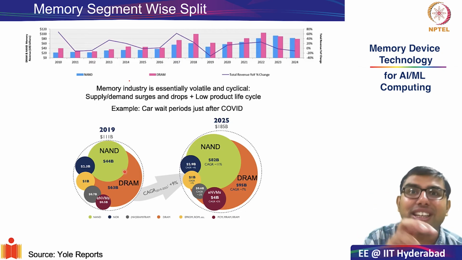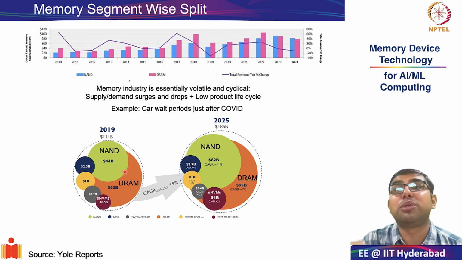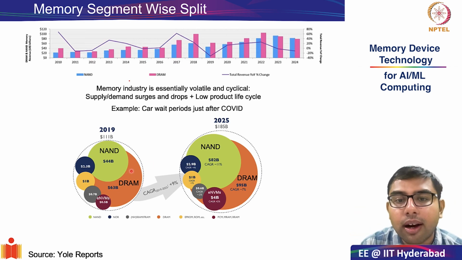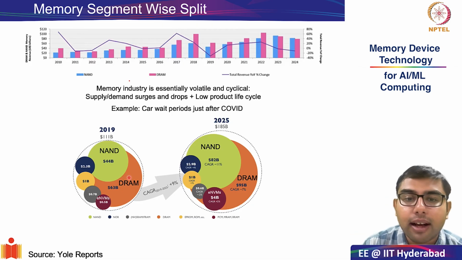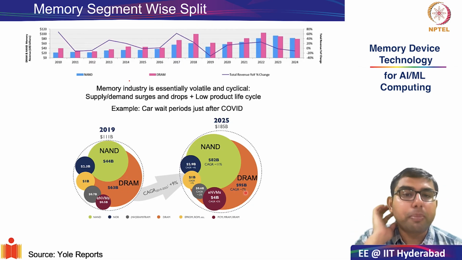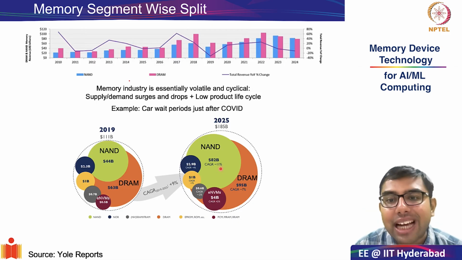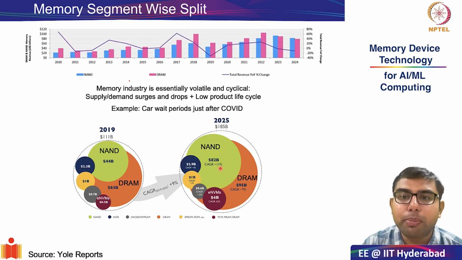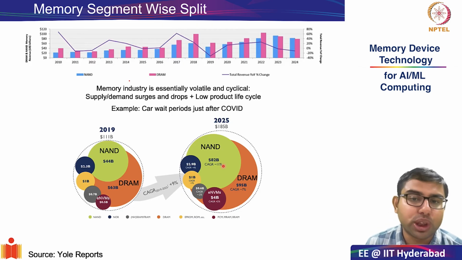Although DRAM capacity is low, the cost per bit is very high. So the majority of the share comes from DRAM, more than 50%, and that is growing at a rate of 7%. Whereas NAND flash, which has the next biggest share, is growing at 11%.